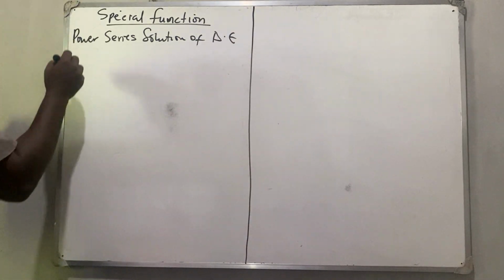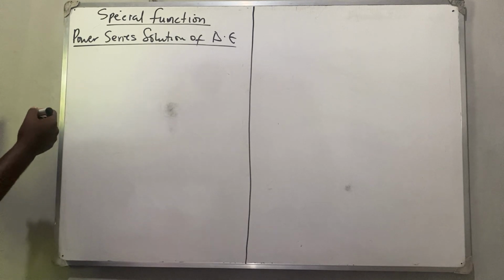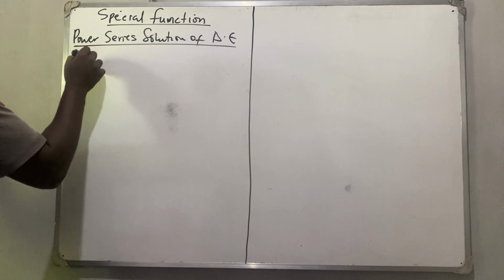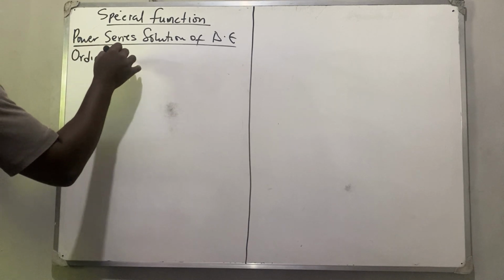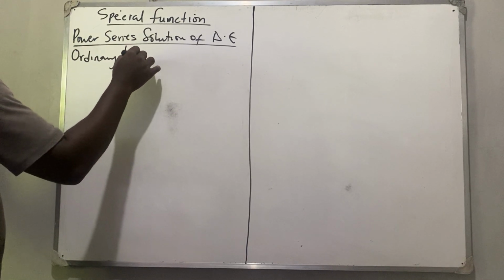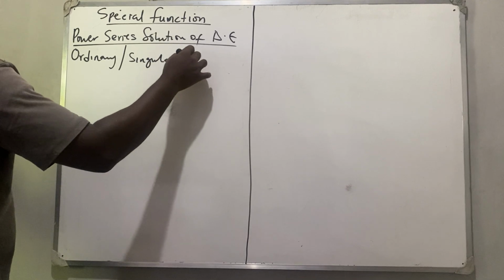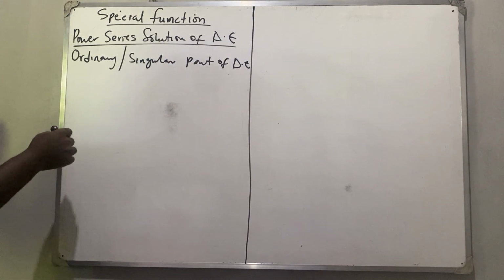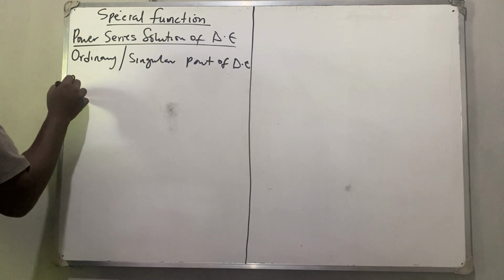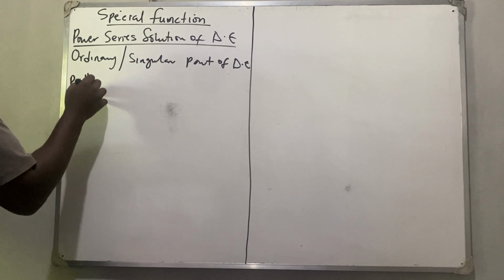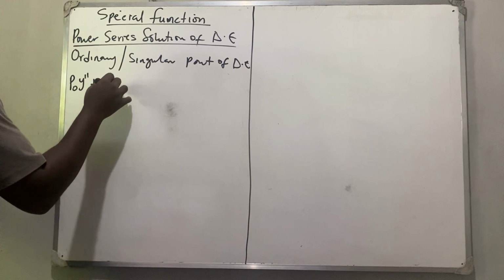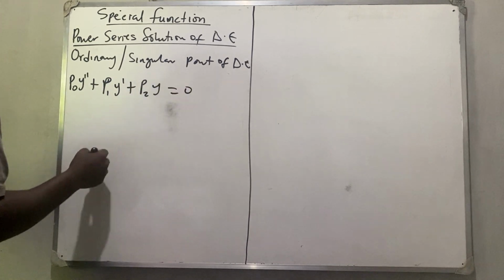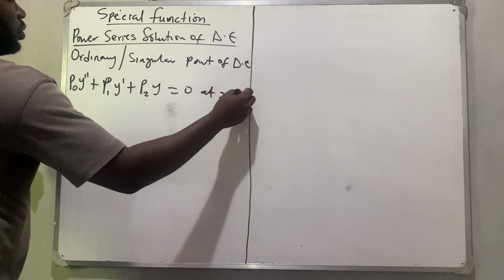Okay. Solving by power series, you should know two things. You should know about ordinary point and singular point of a differential equation. Okay. Now let's have this differential equation. We have a differential equation p naught of x y prime prime plus p1 of x y prime plus p2 of x y is equal to 0 at x equal to a.